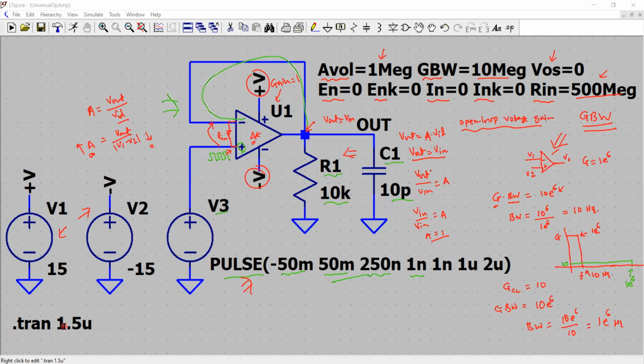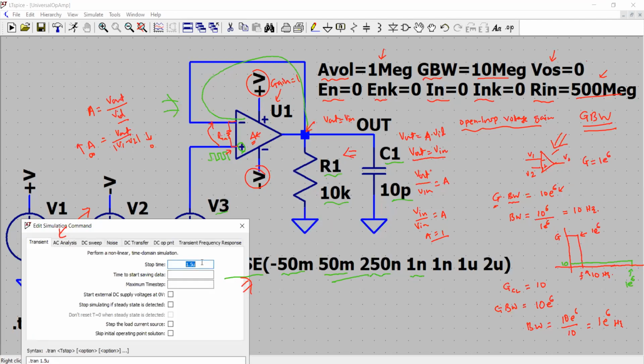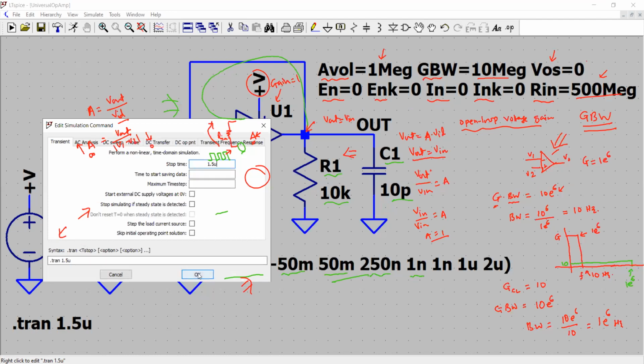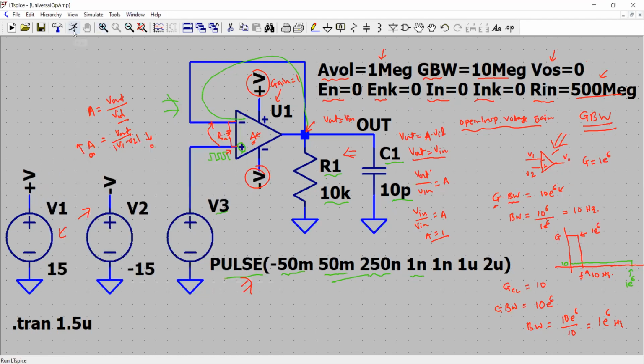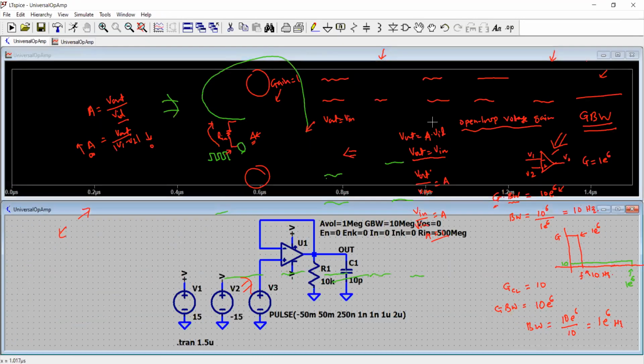to, I will right click it, and I see the stop time has been mentioned here to run the analysis up to 1.5 microseconds. So it is performing a non-linear time domain simulation on this circuit. So we'll just see that. Click OK. And now I will just click run. And it opens up the waveform window.